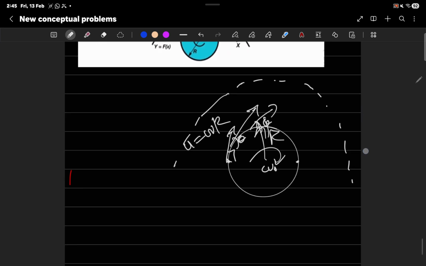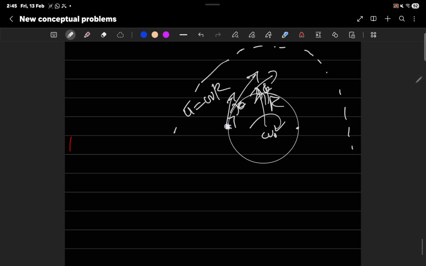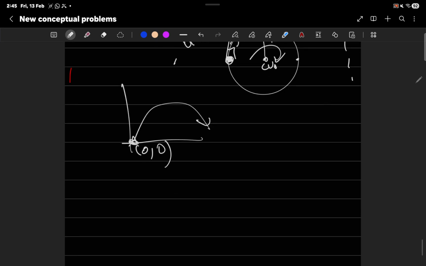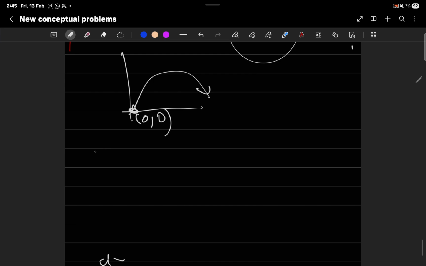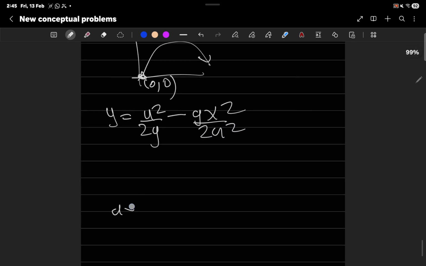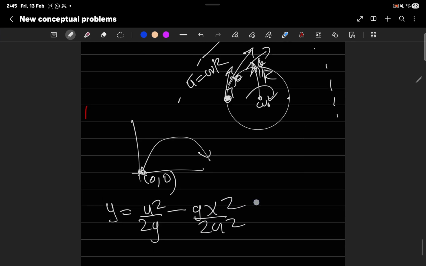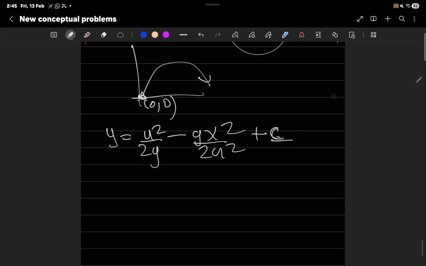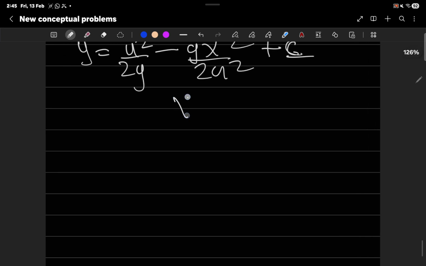So what you have to understand over here is that we had used this point as the origin. I mean, in standard projectile, this was the point of origin, but over here this is. So the equation will come in the same manner, which was y equal to u square by 2g minus gx square upon 2u square. I think this was the equation, if I'm not wrong. It will come in the same manner, just we'll add a constant c to it, since we are shifting the origin.